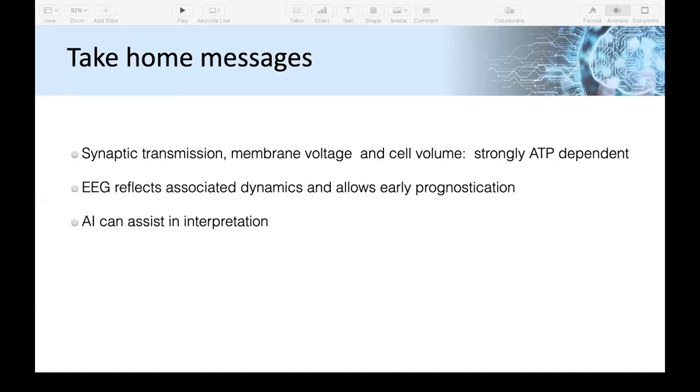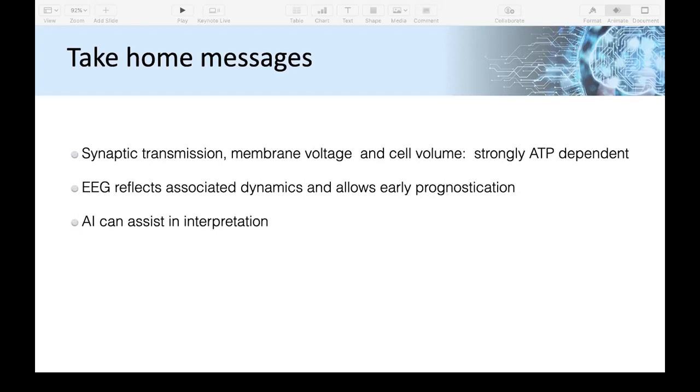So for instance, normal MRI scans will not exclude a poor recovery. EEG is extremely sensitive for ATP depletion, for oxygen depletion and glucose depletion, as it reflects the most sensitive process that is ATP dependent, which is the synaptic transmission. And also of those cells that are most sensitive, that is the cells in the cortex. The brainstem is much less sensitive for ATP depletion. EEG allows not only to track the dynamics, but also to assist in the prognostication of these patients.